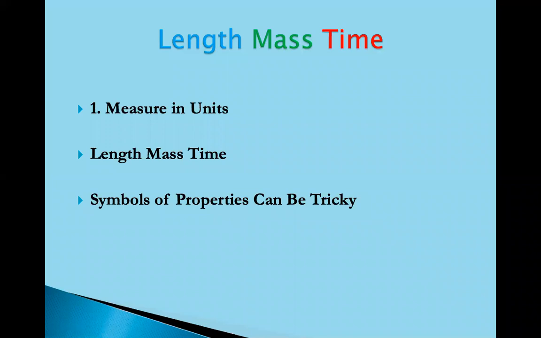We're going to introduce length, mass, and time. This is the very first part of physics. We'll do it in three parts. First, we always measure and use units to measure. Second, what we measure first are length, mass, and time, three different things. And then we introduce why the symbols of these properties can be tricky.